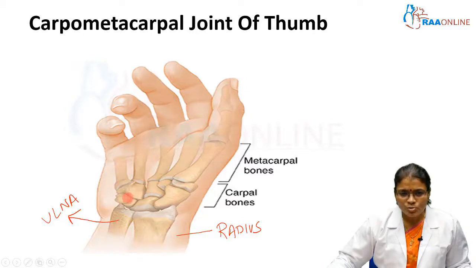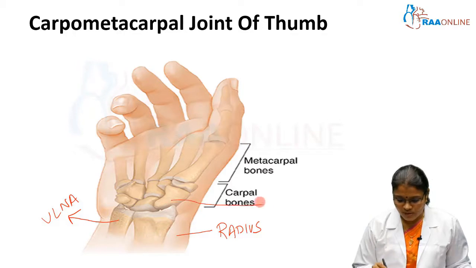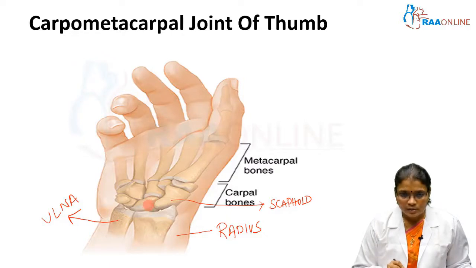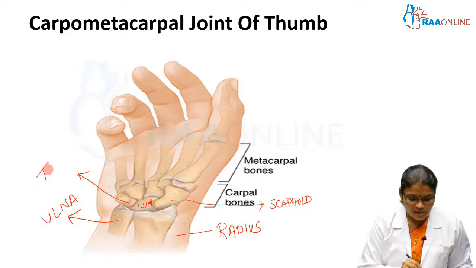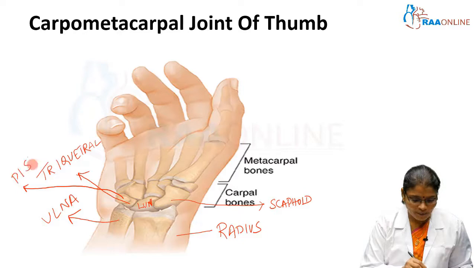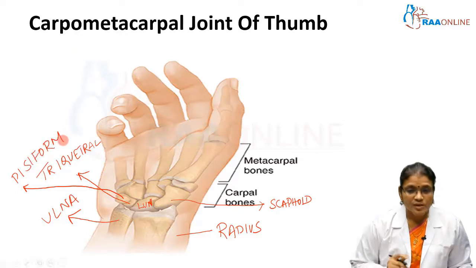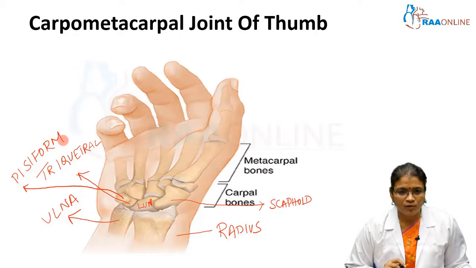From lateral to medial, the proximal row of carpal bones can be called as, this is the scaphoid bone. This bone is the scaphoid. This bone is lunate. And this bone is triquetral. And over triquetral, you have pisiform. These 4 bones are the proximal row of carpal bones.